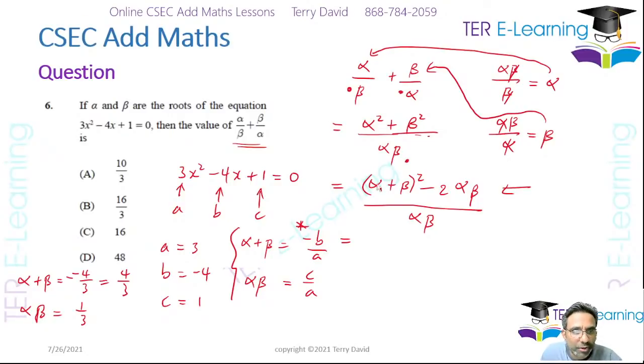So now I'm substituting those numbers that I just worked out into this expression. So alpha plus beta squared is going to be 4 over 3 squared, minus 2 multiplied by alpha beta, which is a third, divided by the product alpha beta, which is a third again.